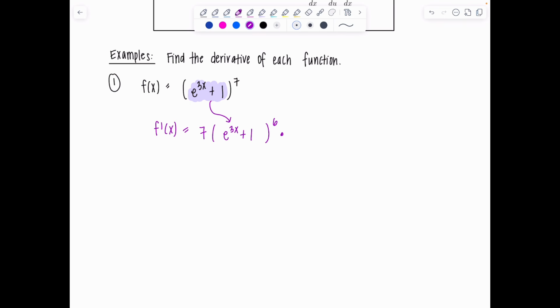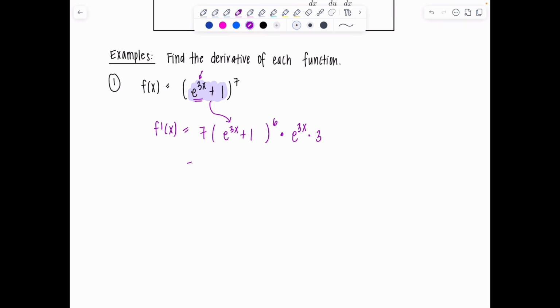So derivative of e to the 3x, that's e to the 3x, and then this is the part that students often forget. You still have to multiply by a 3 since the exponent wasn't plain old x. Plus, derivative of 1 is just 0, so nothing pops up from there. And then now all our calculus is done. It's just a matter of let's clean this up.